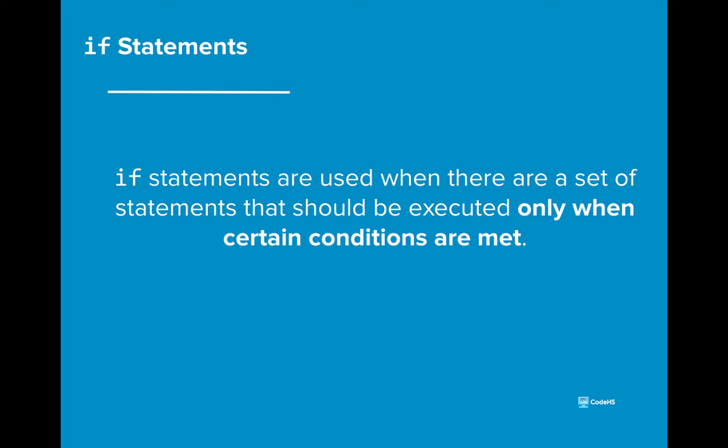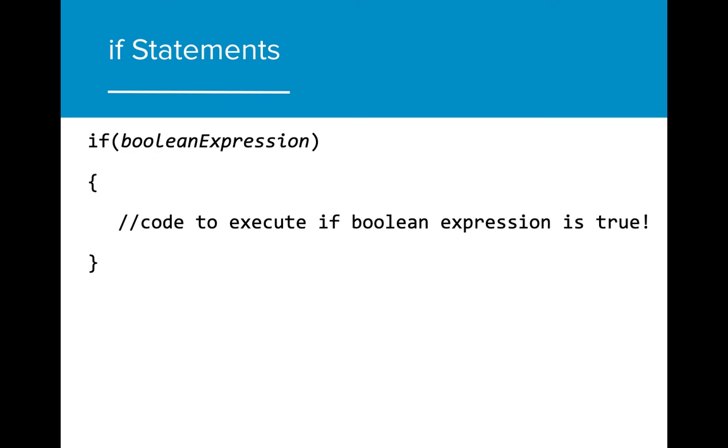If statements are used in programming when there are a set of statements that should be executed only when certain conditions are met. In this case, we want to print a specific statement depending on the user's age. The condition is if the user's age is greater than or equal to the voting age, and the statement is whatever we want printed out. This is the general skeleton for writing if statements.